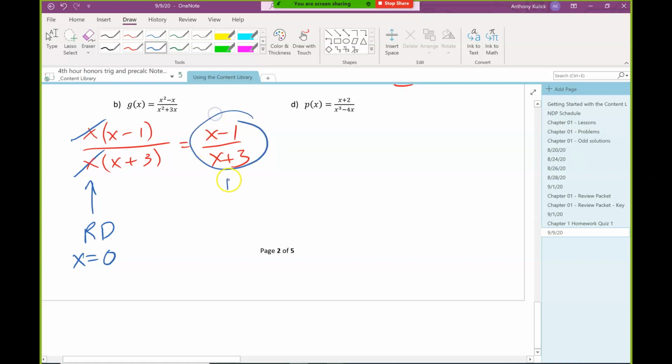This piece is a rational function, so it has a vertical asymptote. It has an infinite, so I'll just set that denominator equal to 0 to find it. So I should have two discontinuities here. I should have the removable one at x equals 0 and an infinite one at x equals -3.